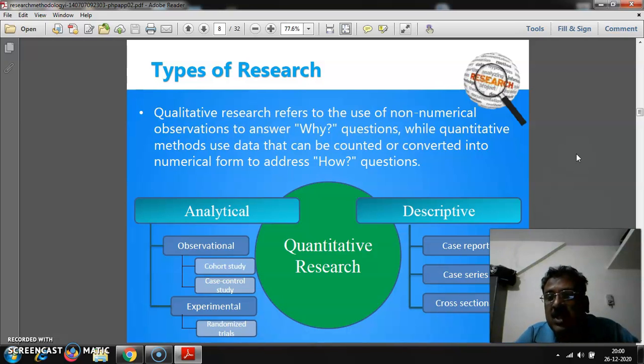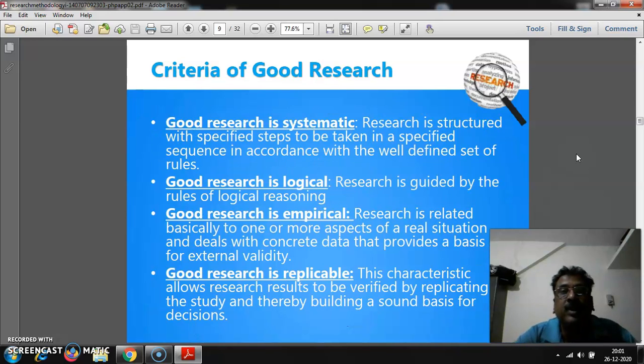In descriptive research, we go through case reports, case series or cross-sectional reports. Descriptive means it is just like an essay type. We describe things in the form of answers, with the help of a questionnaire, observation or interview. Everything is included in descriptive research. Analytical research means observation and experimental research.